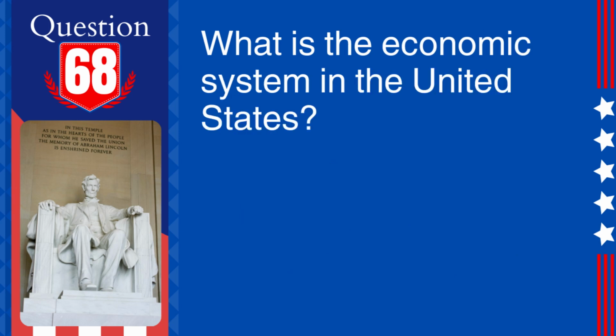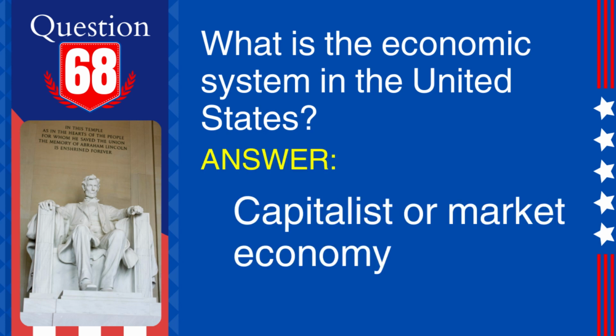68. Question. What is the economic system in the United States? Answer. Capitalist or market economy. Explanation. The U.S. operates a capitalist economy where businesses and services are primarily privately owned and operated for profit.